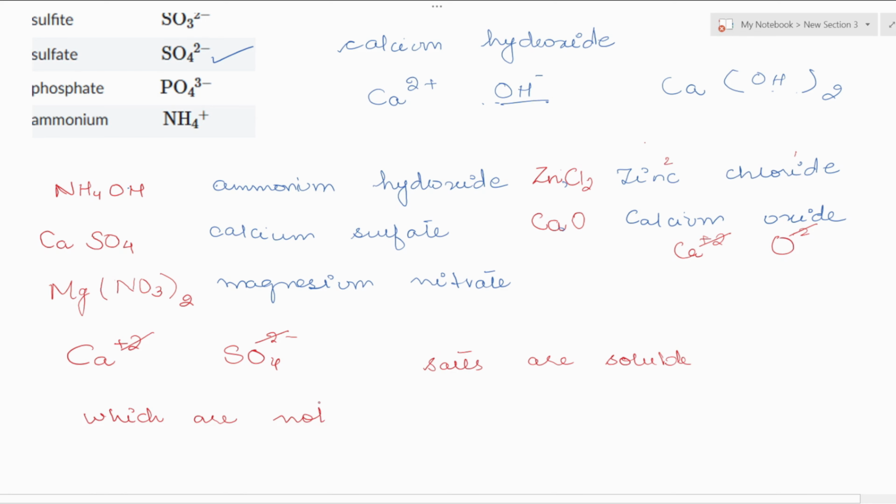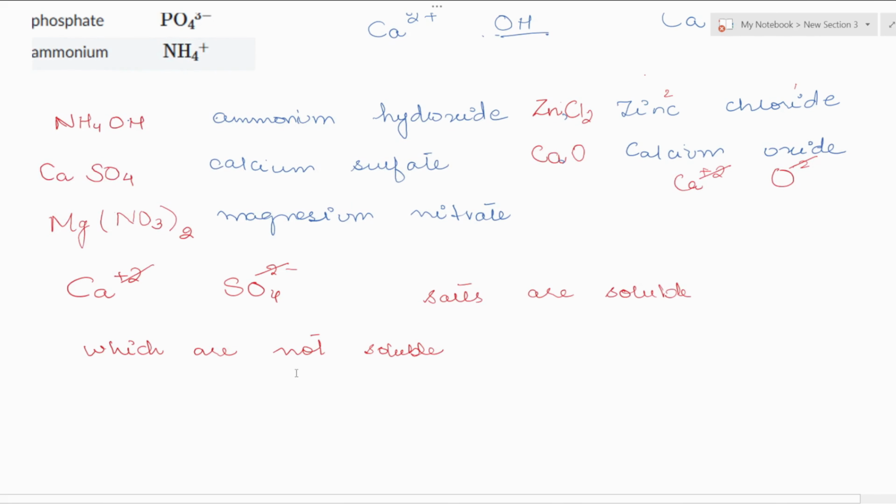Have you done the solubility table already? No, I haven't. Okay. Let's say the carbonates. Carbonates are not soluble. Some sulfates, like calcium and barium sulfate, are not soluble.